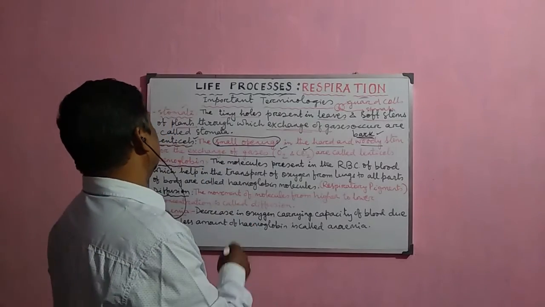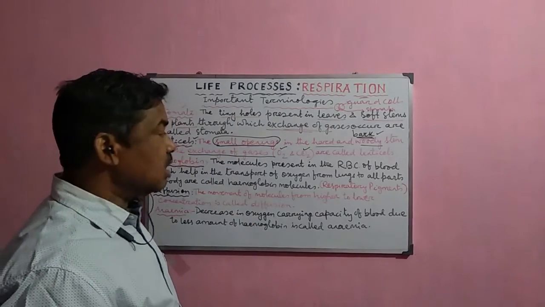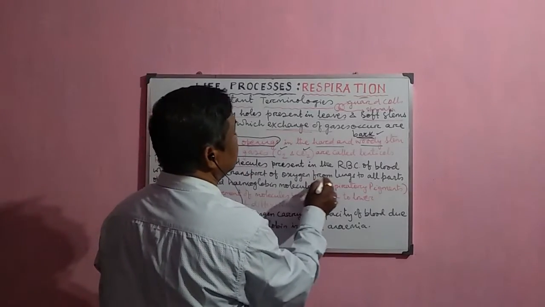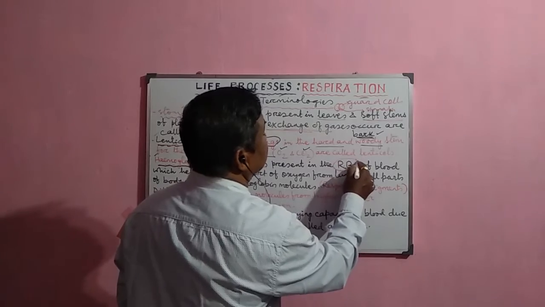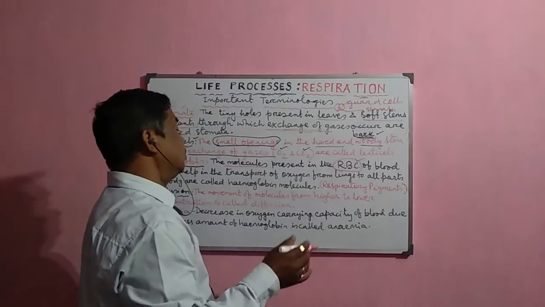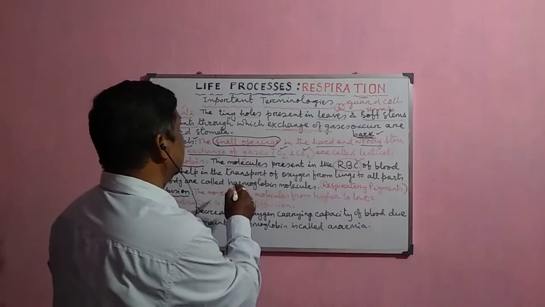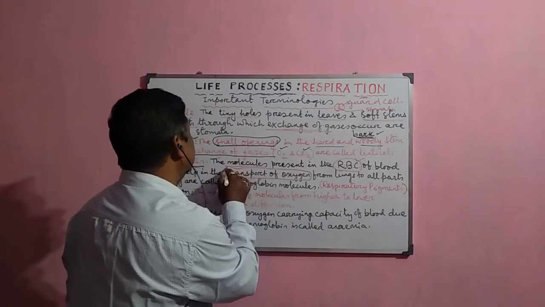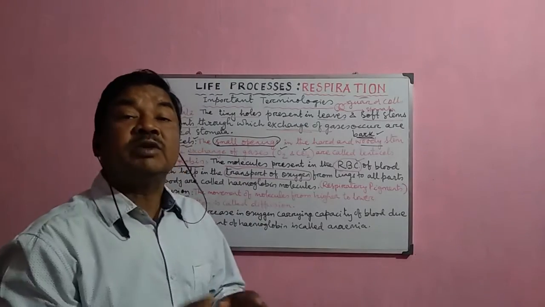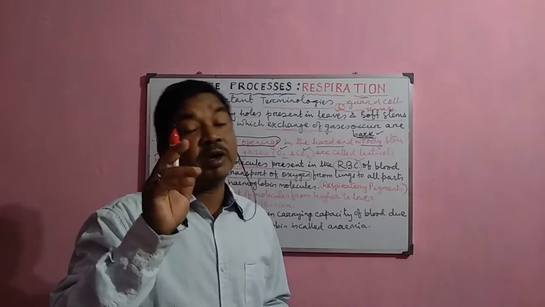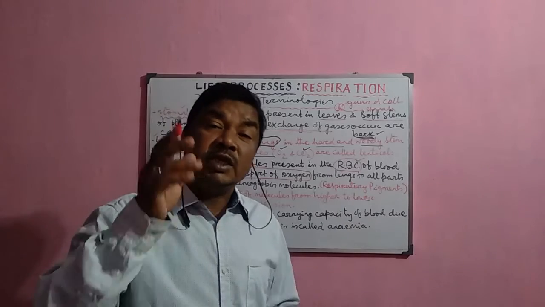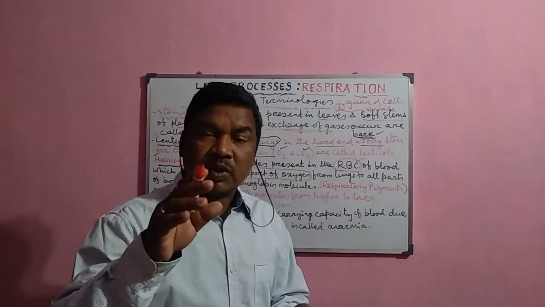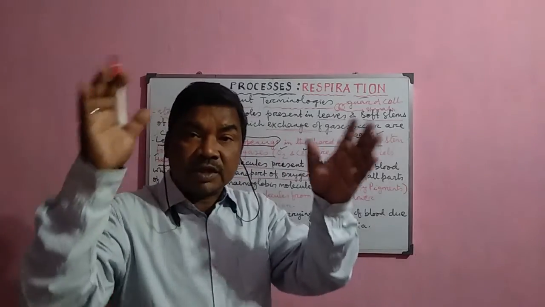And these molecules are normally present in the RBC of the blood. These are the molecules which are present in the RBC, red blood corpuscles of the blood, and which help in the transport of oxygen. The oxygen actually enters our body through the lungs, but the oxygen is required in each and every cell.